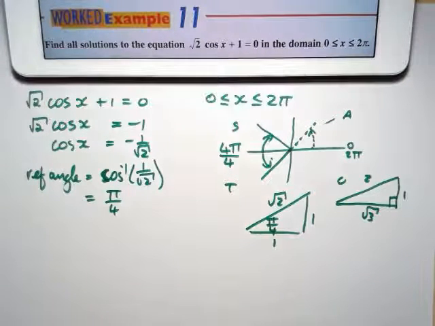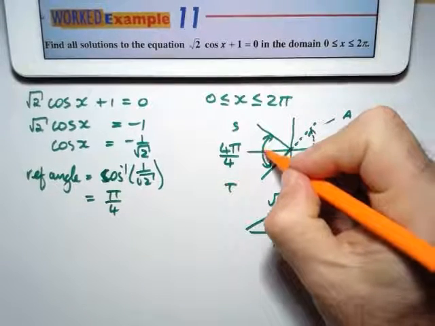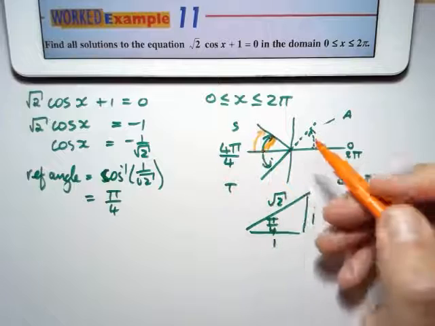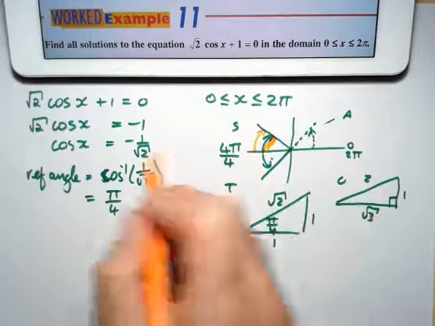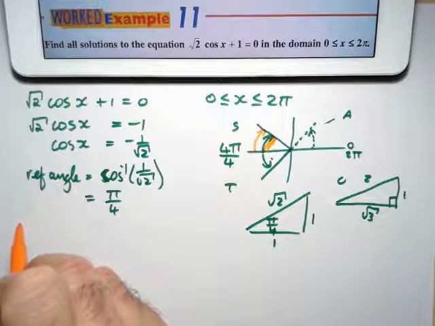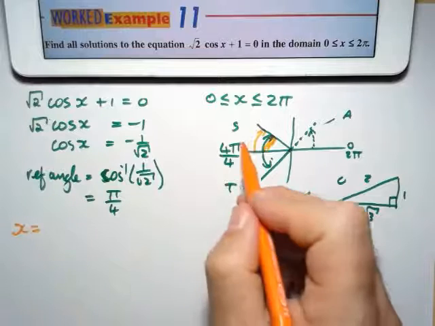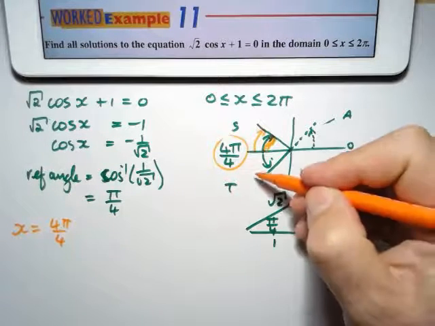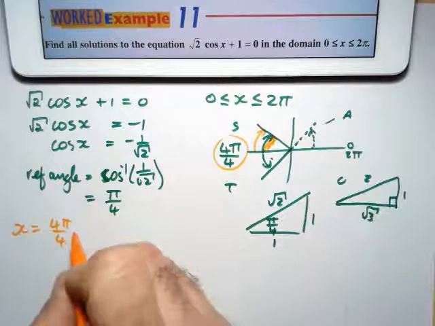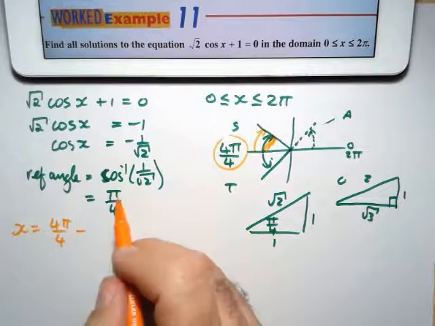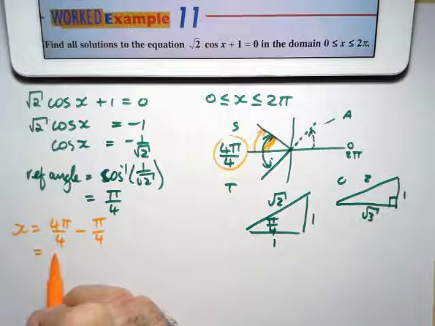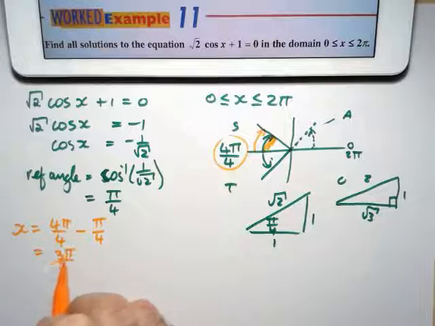I'm going to use another color, because I can. I'm going to say the first answer is this answer, going from there to there. So what am I looking for? I'm looking for x. So x equals, going from 4 pi over 4, I'm going in the negative direction, subtracting my reference angle, which is pi over 4. 4 pi over 4 take away 1 pi over 4 is 3 pi over 4.